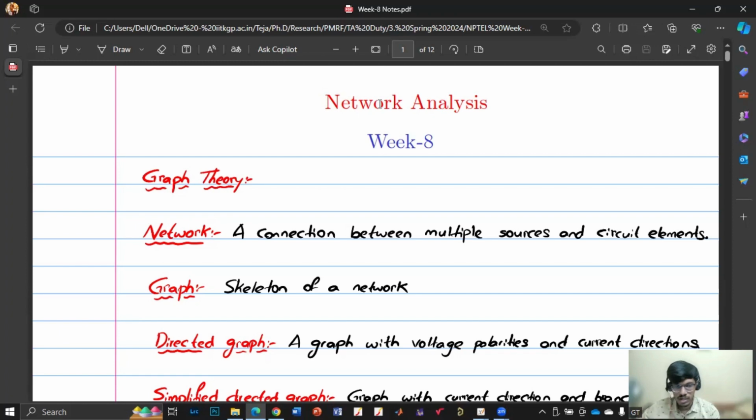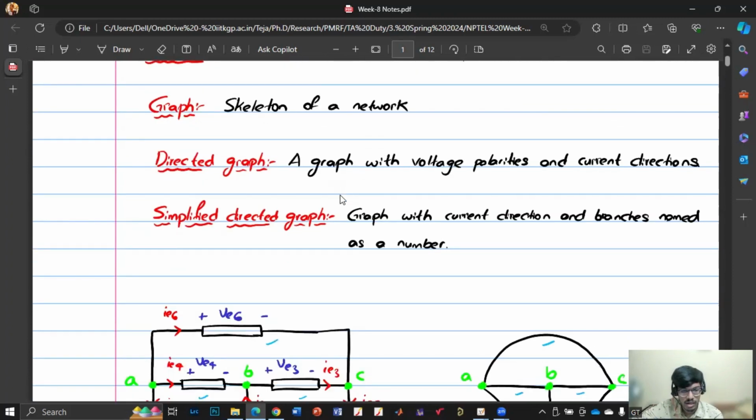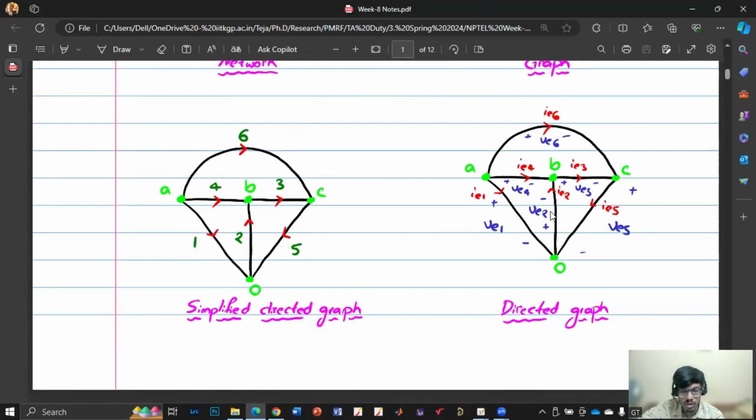So in the last week, which is week 8, we discussed graph theory. First we understood the definition of network, graph, directed graph, and simplified directed graph. And we proceeded with the simplified directed graph for the rest of the discussion. So here it is a network, and the skeleton of that network is the graph. If we mention all the voltages, current voltage polarity and current directions, then it is a directed graph.